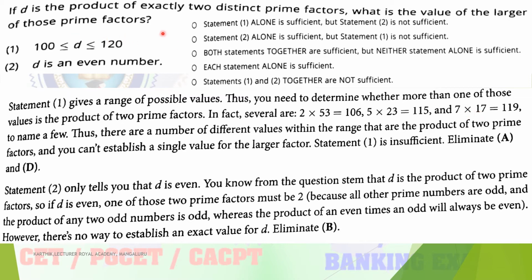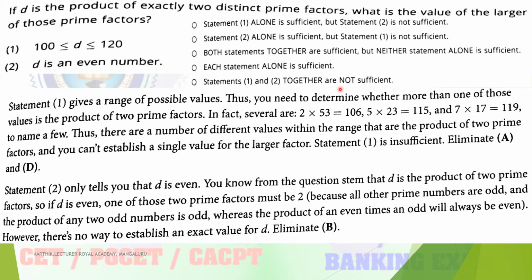So here this is 106. 106 is also a high value, but it is less than 119. But here you will get a larger prime factor, that is 53. So, to name a few, there are a number of different values within the range that are the product of two prime factors. You have to exactly determine one as the highest factor.